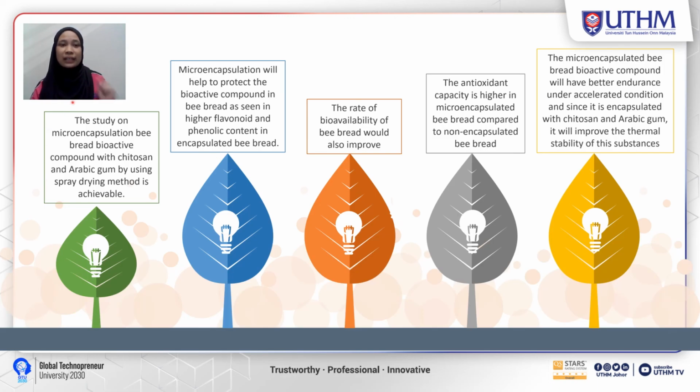For conclusion, the study on microencapsulation of bee bread bioactive compound with chitosan and Arabic gum by using spray drying method is achievable. Next, the microencapsulation will help to protect the bioactive compound in the bee bread, as seen in the higher flavonoid and phenolic content in encapsulated bee bread. The rate of bioavailability of bee bread will also improve. The antioxidant capacity is higher in microencapsulated bee bread compared to non-encapsulated bee bread. And the last one, the microencapsulated bee bread bioactive compound will have better endurance under accelerated condition, and since it is encapsulated with chitosan and Arabic gum, it will improve the thermal stability of these substances.